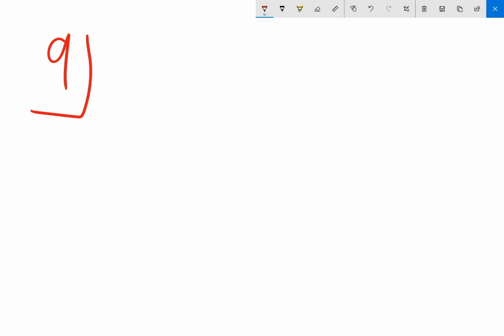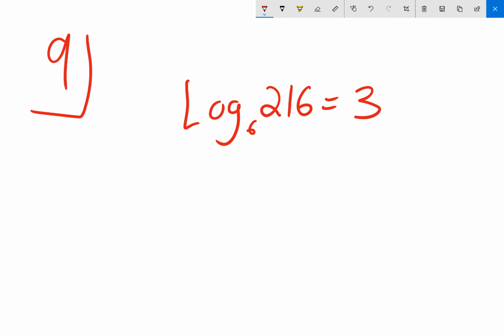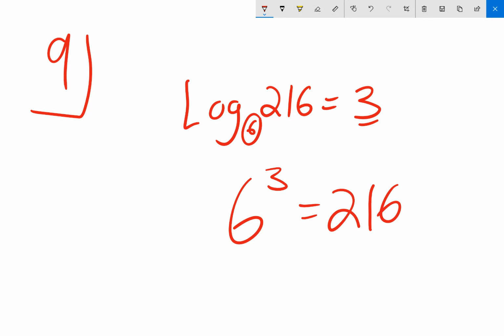Number 9, log base 6 of 216 equals 3. So the first thing is 6. Second thing, it'll be to the 3rd power equals the 216. Again, just quickly rearranging these.